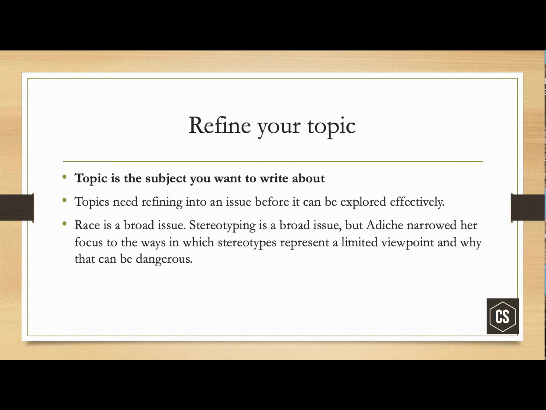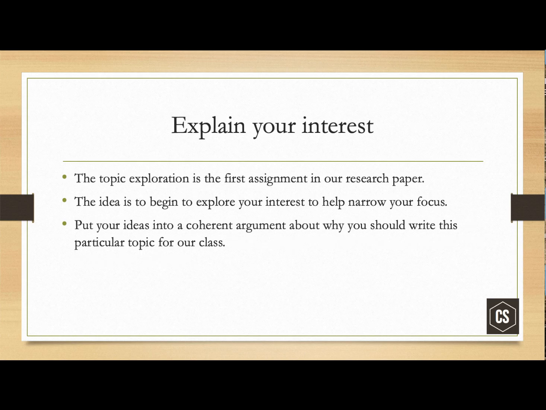Race is a broad issue. Stereotyping is a broad issue. But Adichie narrowed her focus to the ways in which stereotypes represented a limited viewpoint. She even looks a little bit at why that happens and then why that can be a dangerous topic. So you have a topic that's really broad, and then you have to narrow it down into what you want to talk about.